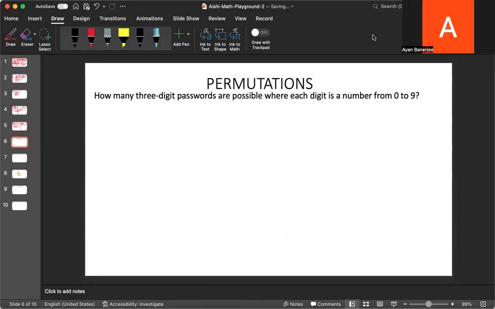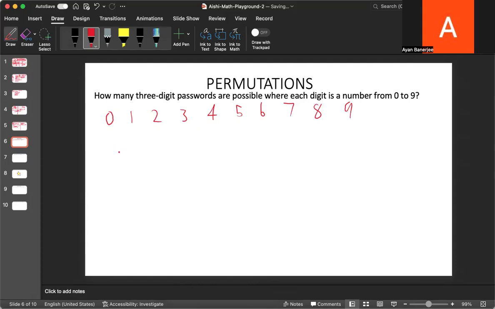We'll stay simple. Now that we've cleared our factorials and what permutation is and what combination is and the difference, we can move on to some example problems for permutations. So our first problem is how many 3-digit passwords are possible where each digit is a number from 0 to 9. So first, let's write down all the digits we have as an option. We have 0, 1, 2, 3, 4, 5, 6, 7, 8, and 9.